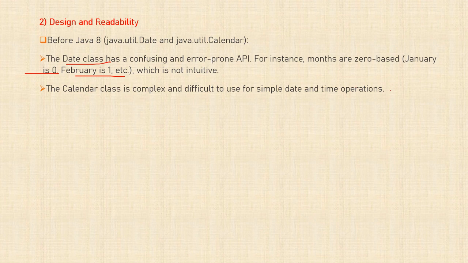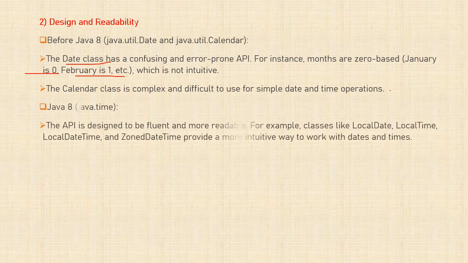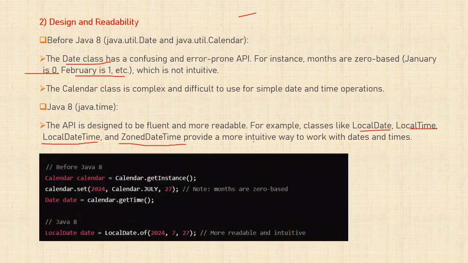So here we are comparing design and readability. In Java 8 the API is designed to be fluent and more readable. For example, classes like LocalDate, LocalTime, LocalDateTime, and ZonedDateTime provide a more intuitive way to work with date and time. So it is easy to use these classes in Java 8.